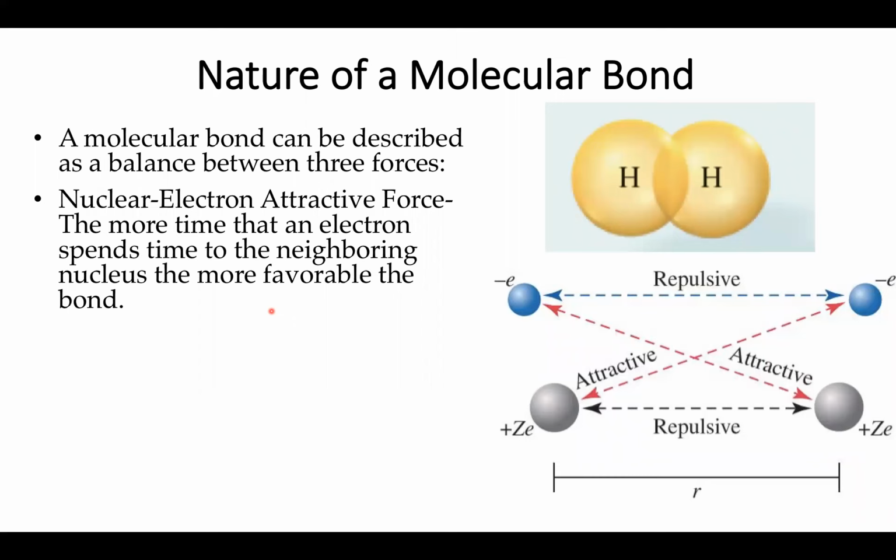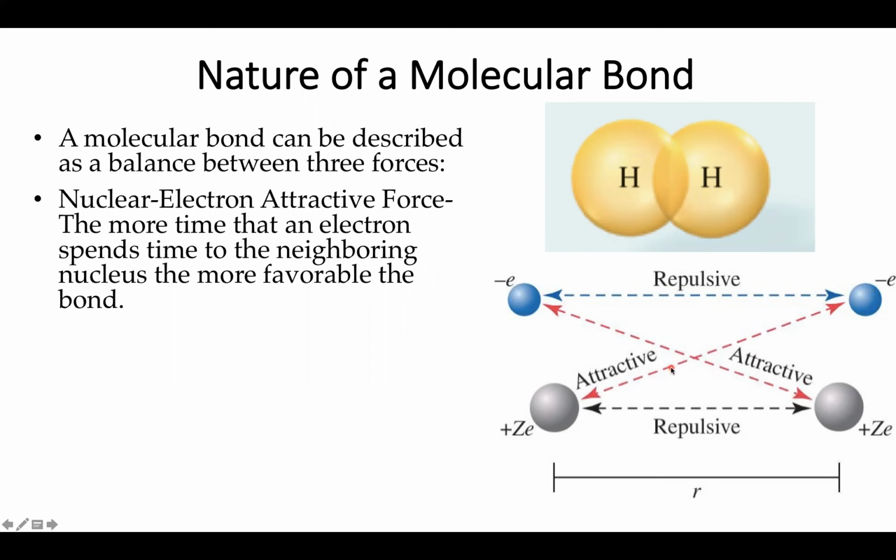First, we have the major force, which is nuclear-electron attractive forces. So every nucleus wants to hang out with electrons, and all of the electrons want to hang out with nuclei. And so really, when we're talking about bonding, what we're looking at is how much the nucleus wants to hang out with the electrons on the adjacent atom. And if those electrons are fairly close to the nucleus in question, this tends to bring the atoms much closer.